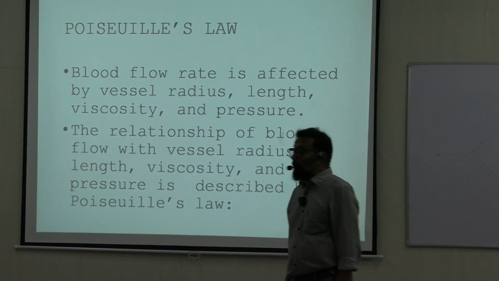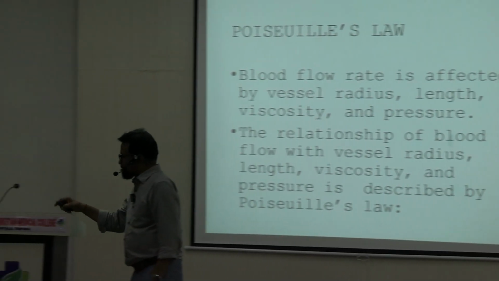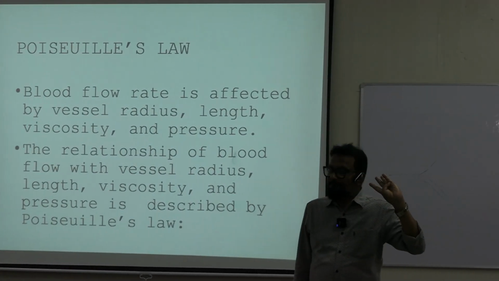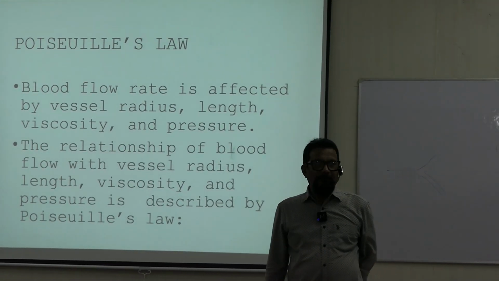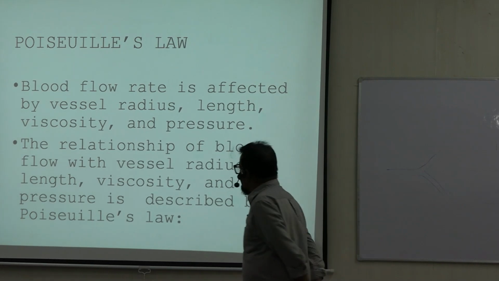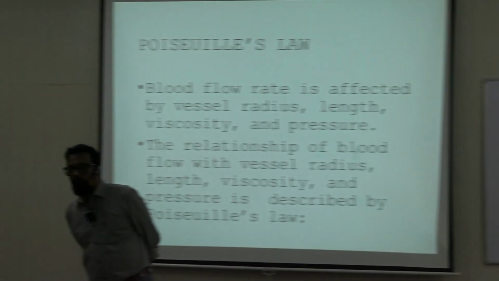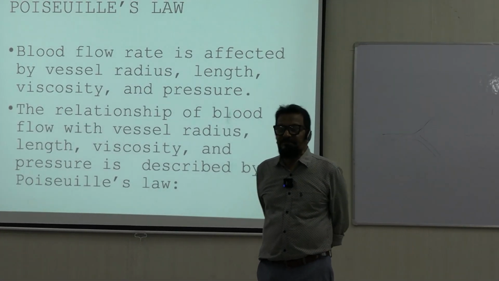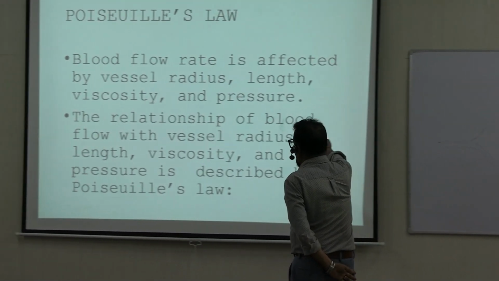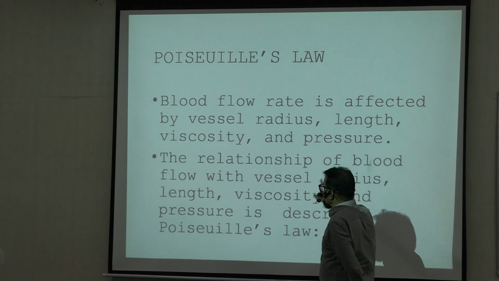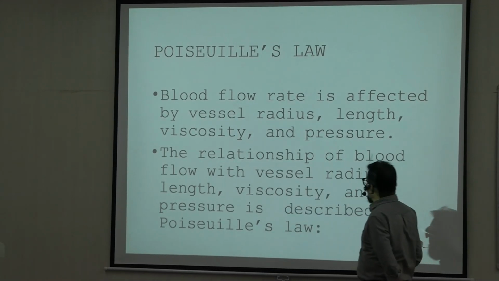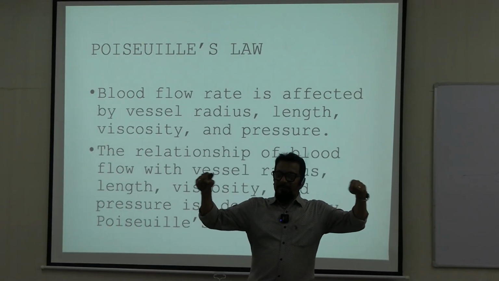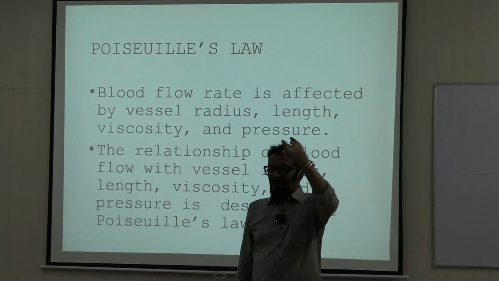Now, another very important question: Poiseuille's law. We have studied Ohm's law, isn't it? Now we are studying Poiseuille's law. This law describes the relationship between blood flow, radius of the blood vessels, length of the blood vessels, viscosity of the blood, and pressure difference along the blood vessels. So what are these? 5 factors.